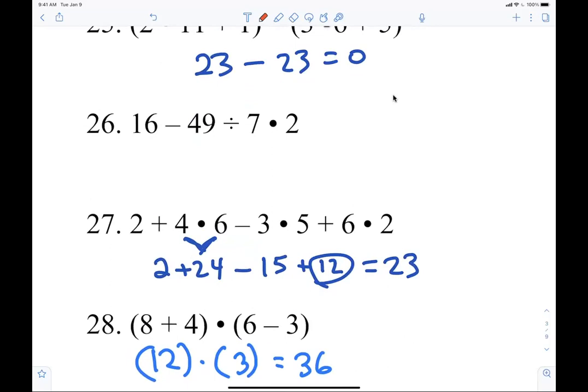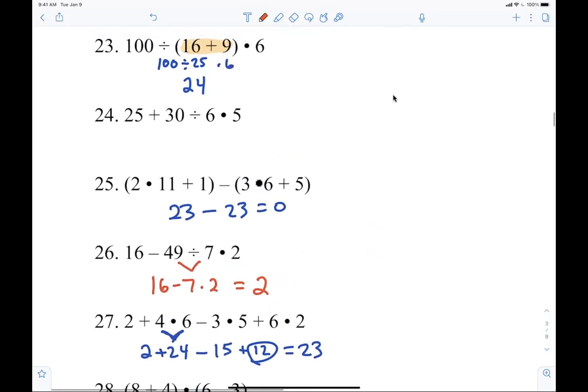Okay, 26. Yes. First we divide 49 by 7. That is true. You get 7. Good. 7 times 2, you get 14. Yep. Then 16 minus 14 is 2. You're awesome. Thank you.